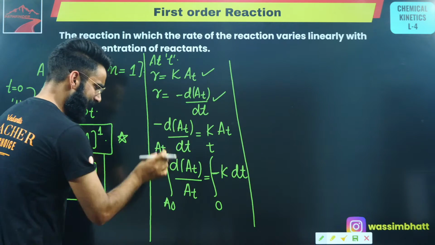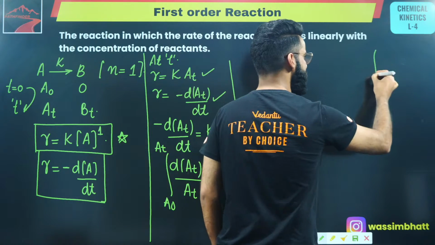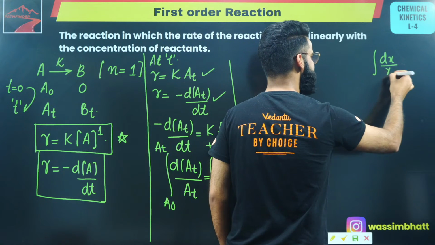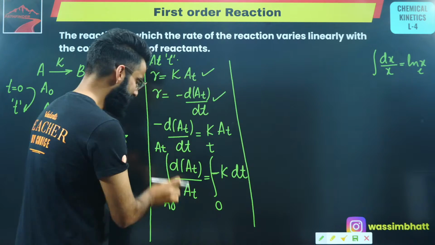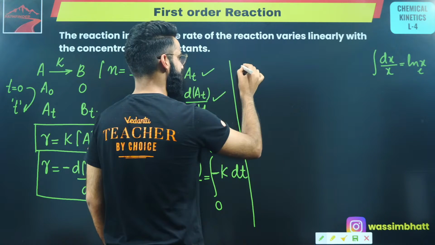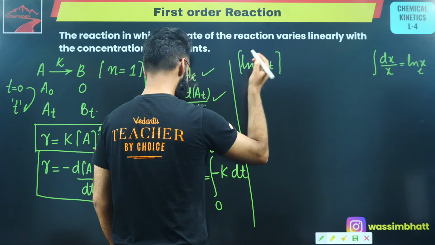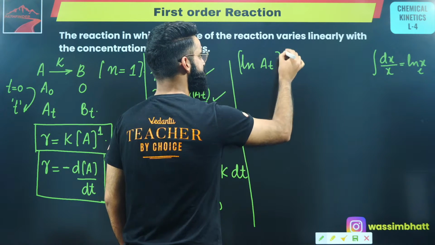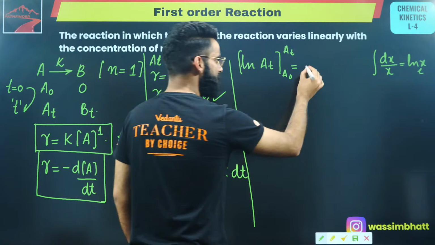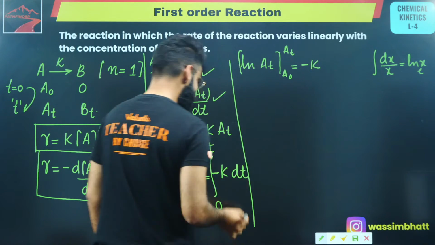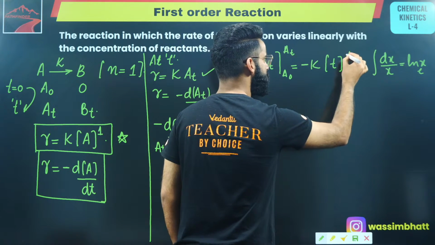See, integral of d of At divided by At, what is it going to be? You all must be knowing integral of dx divided by x is what we write as ln of x to the base e. In the similar way, integral of d of At divided by At, I'll be writing ln of At, and the limits are going to be A0 to At. This is equal to k, the rate constant. I'll take it out, so minus k I'm taking out. Integral of dt means simply t, and limits are going to be 0 to t over here.